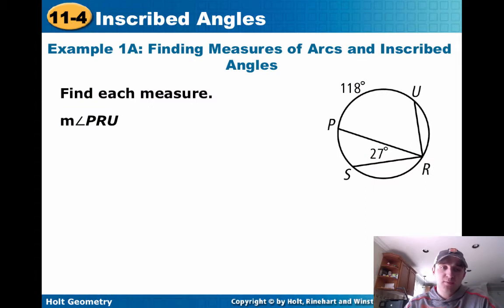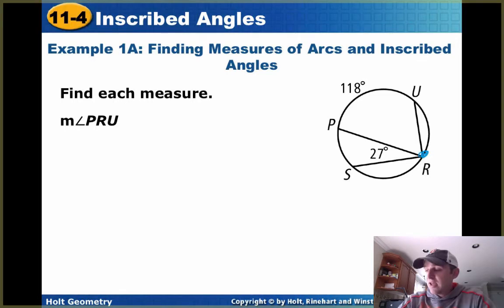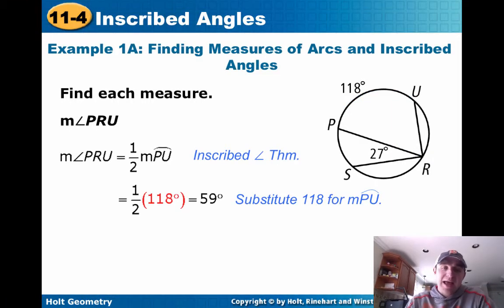All right, so here's our example. We're looking for the measure of PRU. What our theorem told us is, if we have an inscribed angle, that angle measure is half of the arc. So if the arc is 118, the angle measure is simply half of that. So the angle measure would be 59 degrees. And we see that here. Half of that arc is 59 degrees.